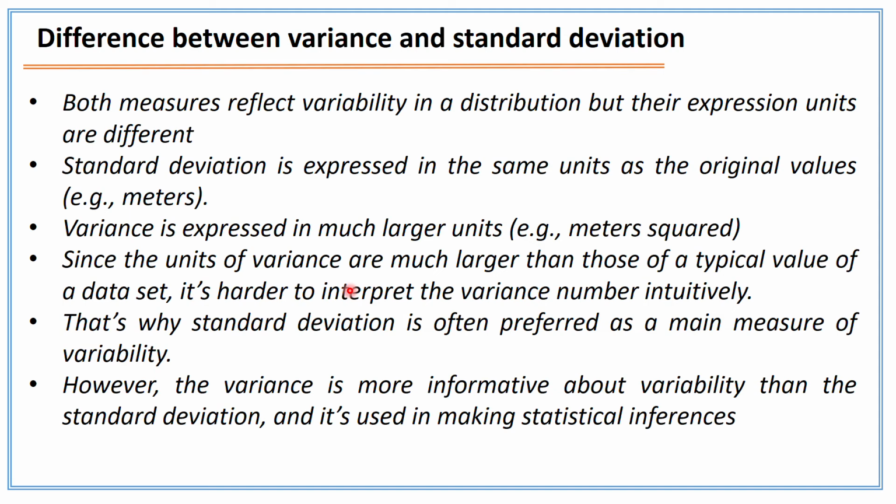So it is hard to interpret the units of variance because it is in square units. That's why we often prefer standard deviation as the main measure of variability. But you have to keep in mind that variance is more informative about variability than the standard deviation, and it is used in making statistical inferences. When we go deeper, you will see that we use variance more because sometimes we need not go for actual units. Sometimes we just need to see how the data is varying around the mean. In that case, we will use variance.